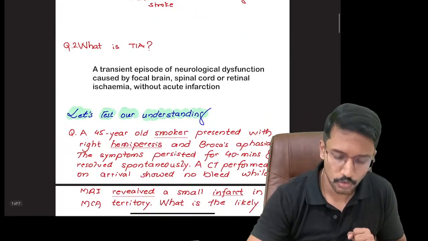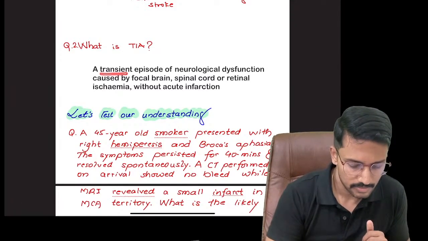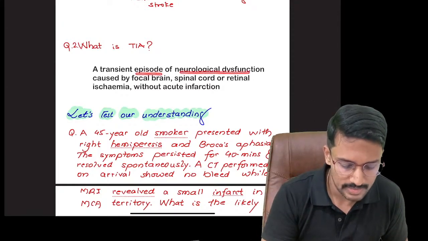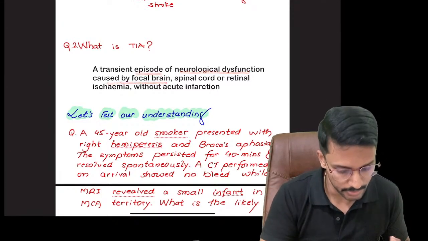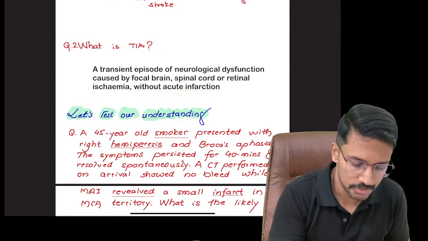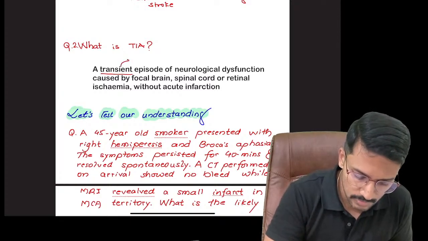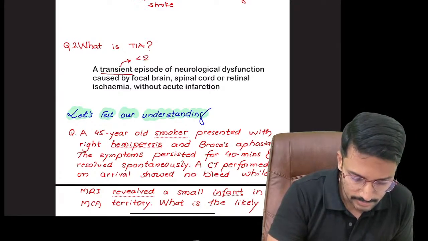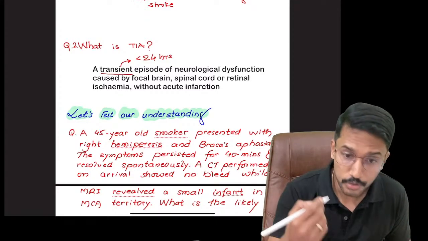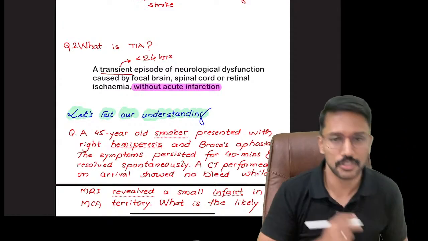Okay, now what is the definition of TIA? Transient ischemic attack. Transient means a short-lasting episode of neurological dysfunction caused by focal brain, spinal cord or retinal ischemia without an acute infarction. And here the term transient basically refers to symptoms lasting for less than 24 hours. I want your attention on a point here, that is, without acute infarction.